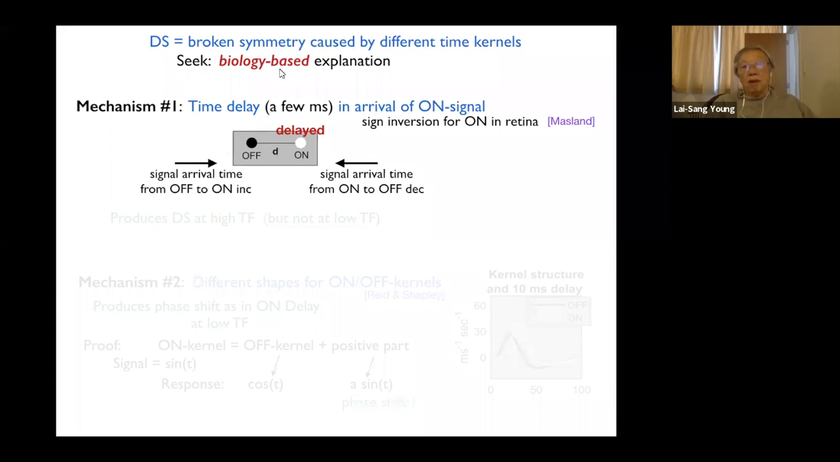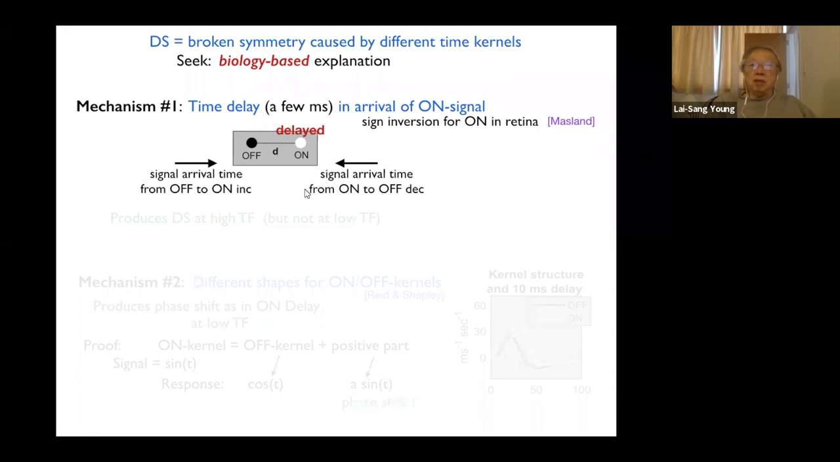Now, I put biology in red because unlike pure mathematics, where we add a hypothesis and get the theorem through, we can't do that here. Whatever I assume has to be true, or at least have a biological basis. So the first one is a time delay in the arrival of the on signal. This is because in the circuitry in the retina, the on signal and the off signals are different. The on signal has to go through some extra loop. This is known in neuroscience, okay?